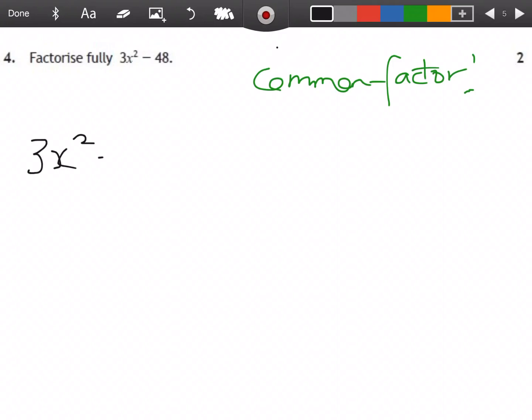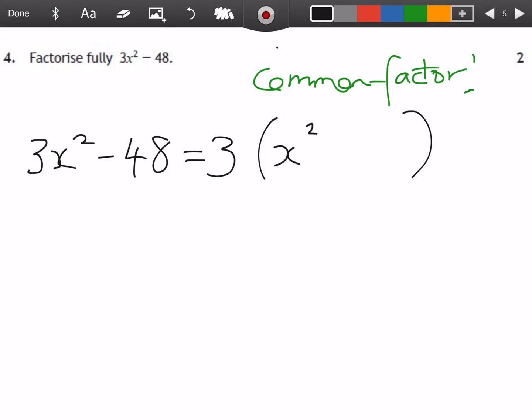3x squared minus 48. 3 is a common factor. If you take out a common factor, remember we're only looking for the 1 bracket. x squared, take away, 3 times what makes 48? 3 16s make 48. That will get you 1 mark. It's not finished. This is worth 2 marks, okay? There is something else we can do.